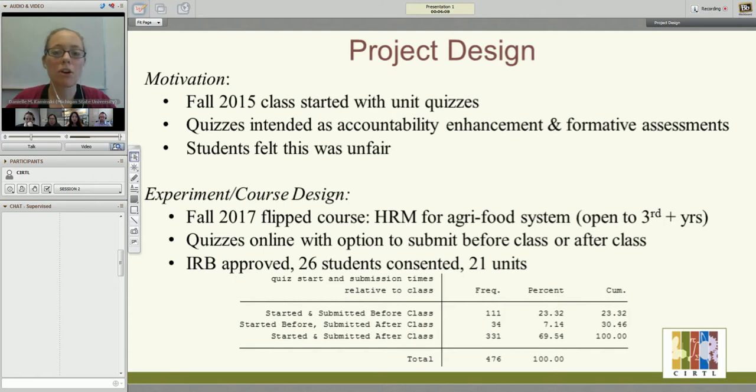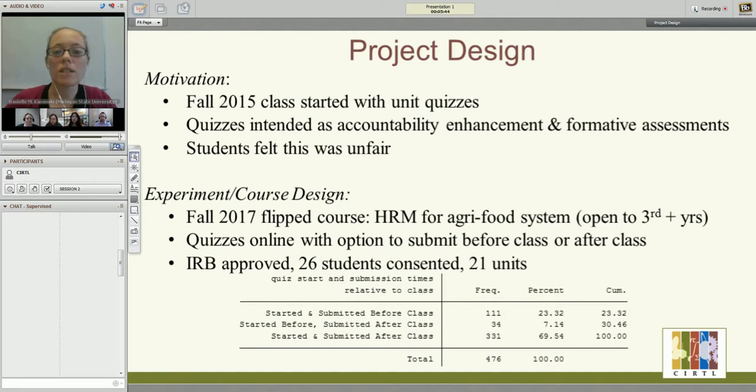There are 21 units in the course for a possible number of observations of 546. And then there were actually 476 observations, meaning that we see 70 times where students fail to submit a quiz. So for the level of observations, I'm looking at a student quiz or student module level.